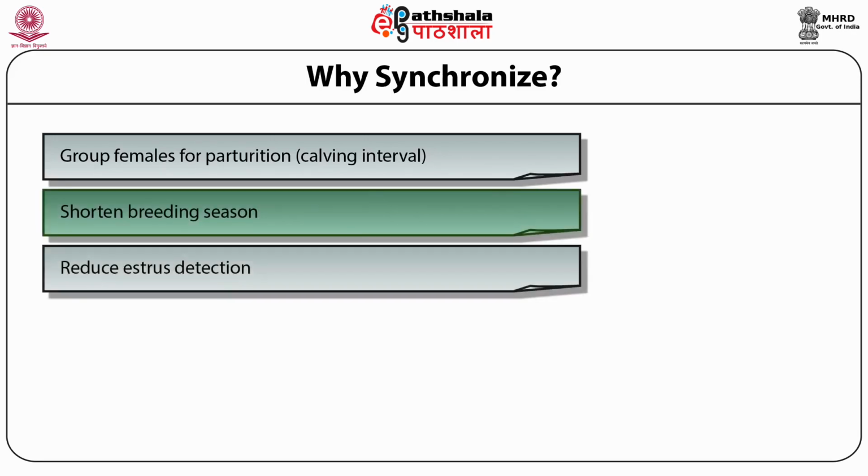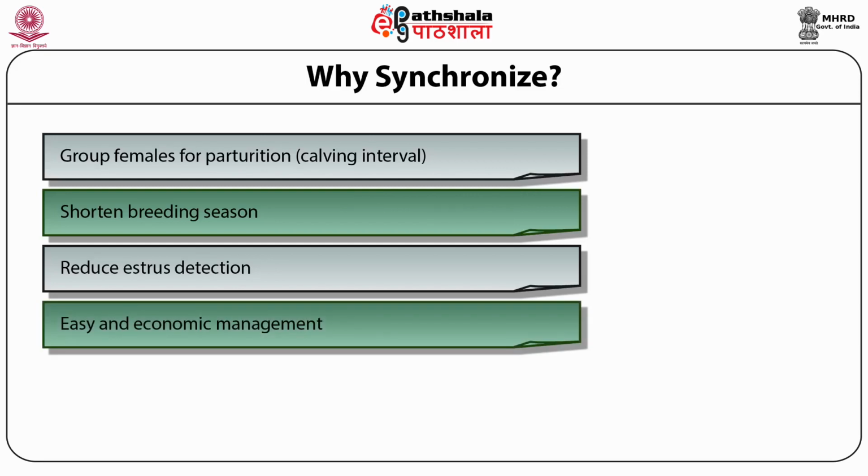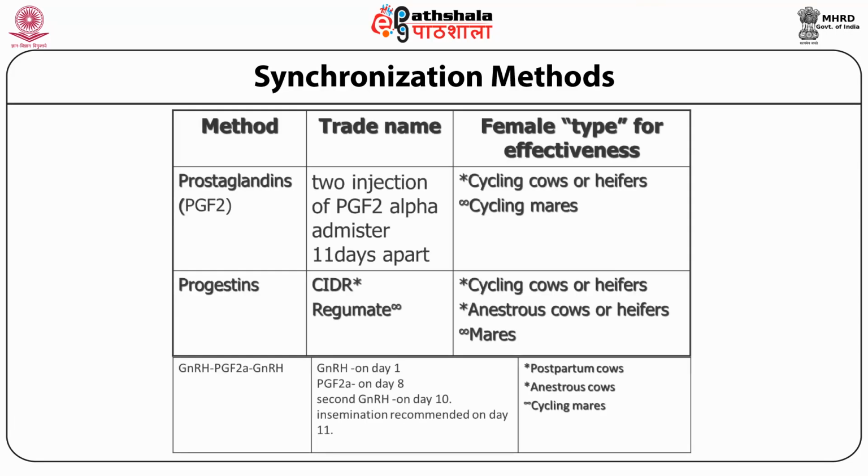The stress on the owner or on the farm manager will be less, and it is easy and economical for the farm manager to detect heat simultaneously, to do artificial insemination simultaneously, and to take care of pregnant animals in a group simultaneously. So synchronization of estrus gives many advantages to the farmers and the farm manager also. So what methods can be used to synchronize the estrus?